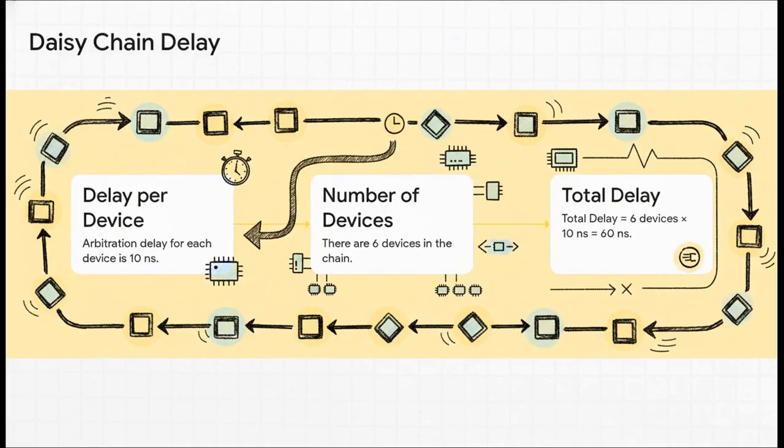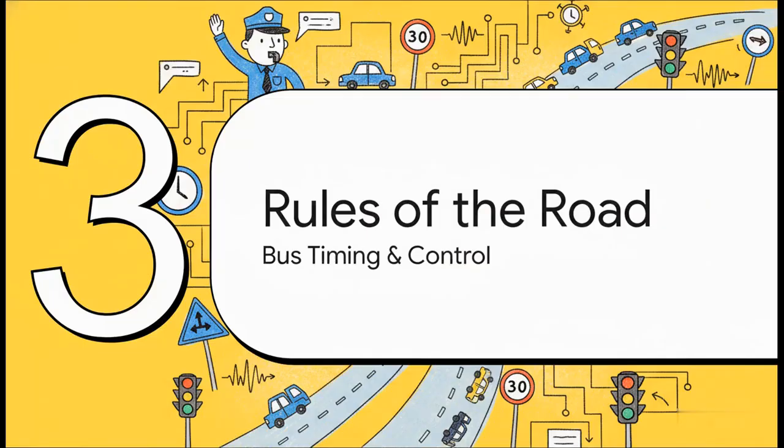All right, let's tackle a classic exam problem. In a daisy chain system, which is a type of centralized arbitration, the request to use the bus gets passed down from one device to the next. So, to find the total delay, you just have to multiply the delay for each device by the total number of devices. So, if each one takes 10 nanoseconds and you've got 6 devices, the total delay is 60 nanoseconds. See? Simple as that.